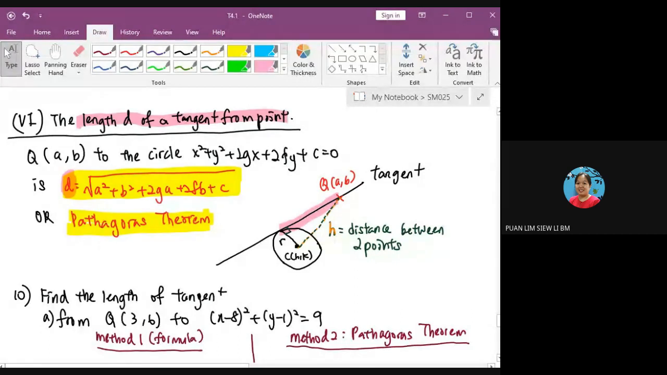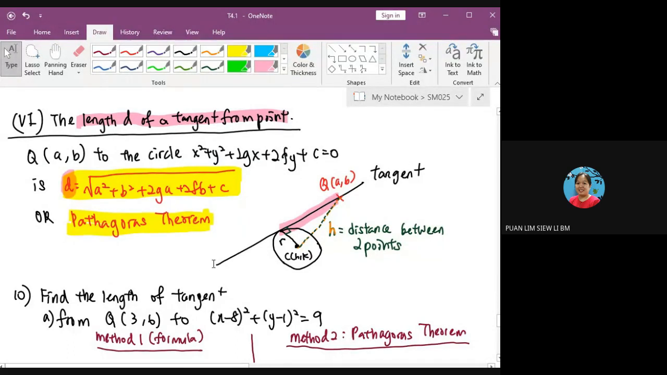So for part 6, the last part on circles, we will learn the length of the tangent from a point, because yesterday we learned about the equation of tangent and equation of normal. Now they will ask about the length of the tangent from a point Q. So here is the diagram. We can see this is our circle.